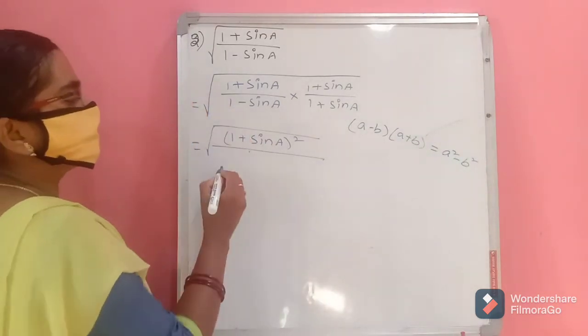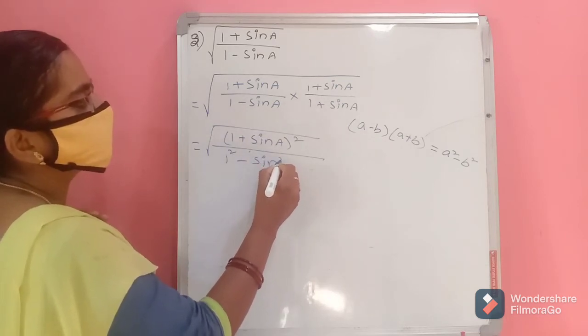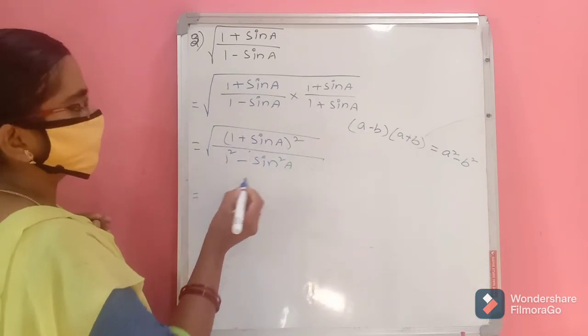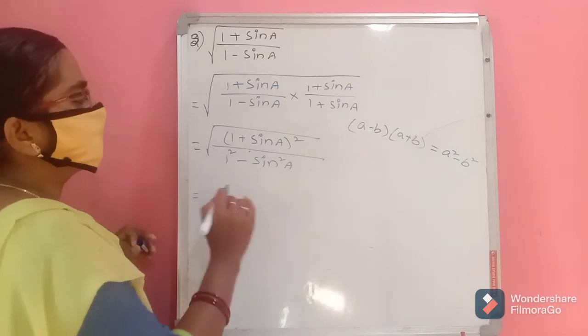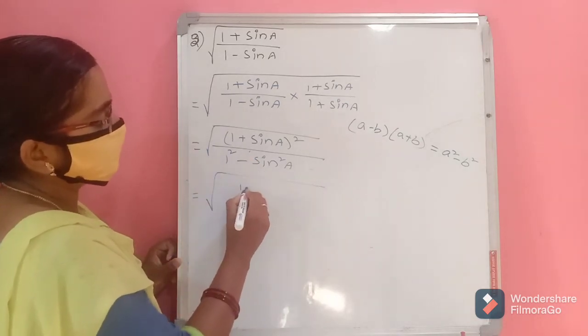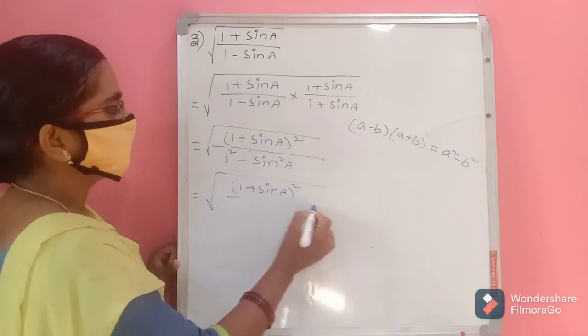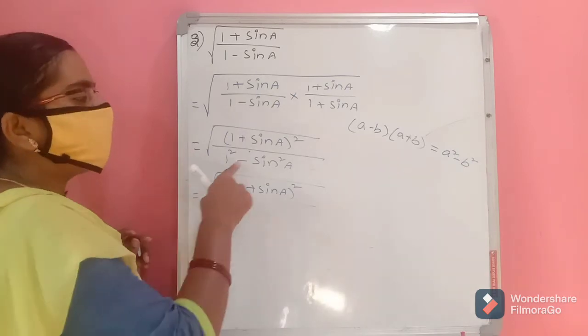So here a is 1 and b is sin a. I'll write again: (1 plus sin a) whole square by 1 square, which means 1, minus sin square a.